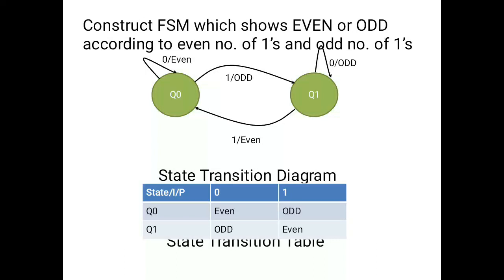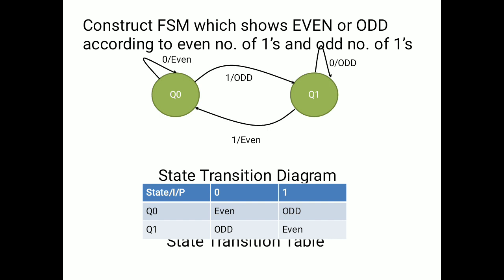Hello dear students, in this lecture we are going to solve one problem which is based on finite state machine. The problem is: construct the finite state machine, or FSM, which shows even or odd according to even number of ones and odd number of ones.